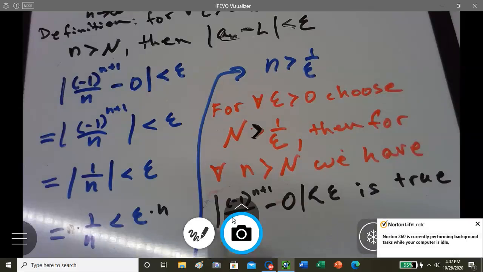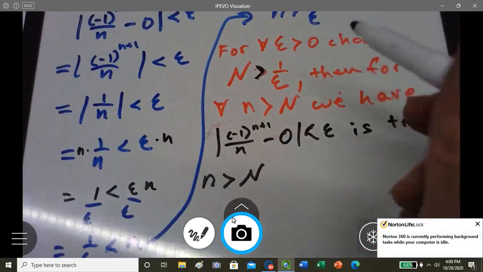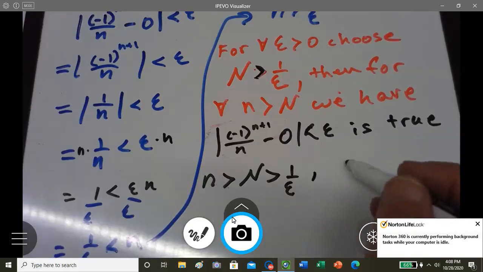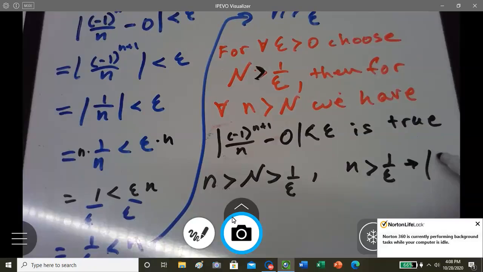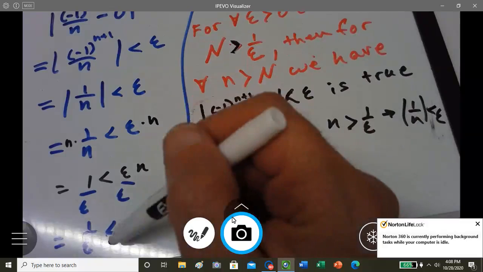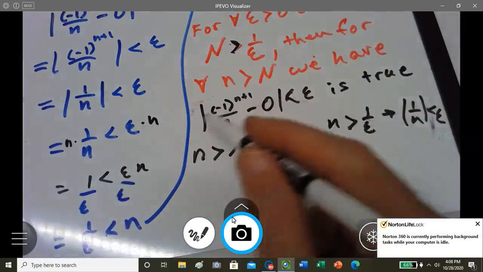Okay, and this is because n, our sequence n, is larger than our boundary N, and that's what we said over here. And that's greater than 1 over epsilon. So then, since n is greater than 1 over epsilon, we can say the absolute value of 1 over n is less than epsilon. So basically what I'm doing is I'm working backwards. So this is like the scratch work, and then this part here is the proof.